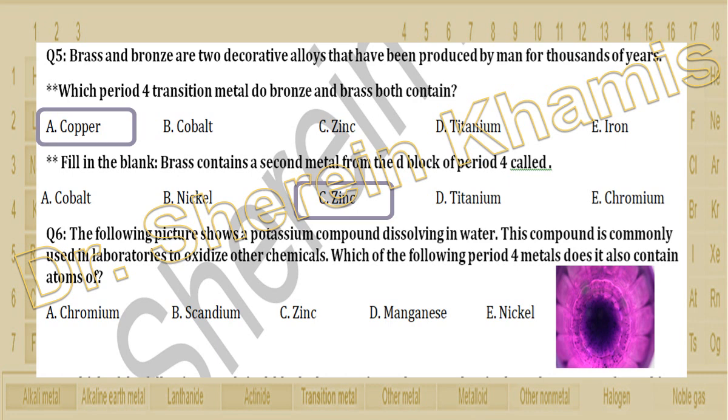Okay, let's go into question 6. The following picture shows a potassium compound dissolving in water. This compound is commonly used in laboratories to oxidize other chemicals.